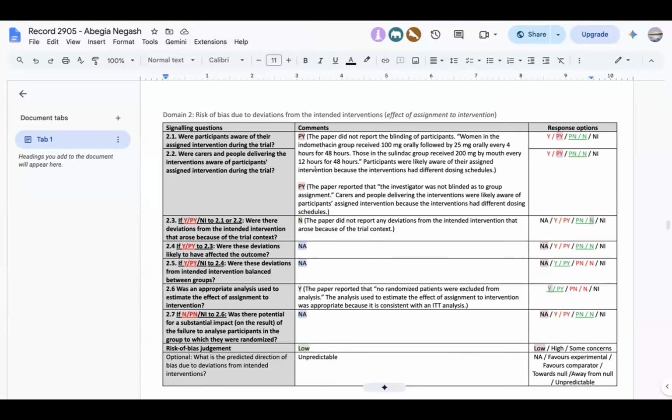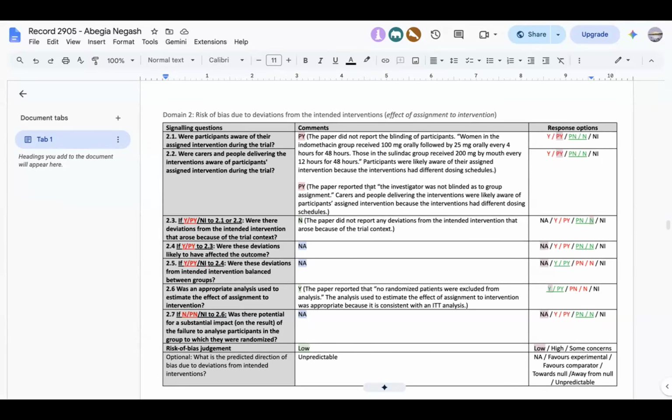Okay, so for 2.1, do we want to go with probably yes or NI? NI. NI. Okay. So for 2.1, we'll say NI. 2.2, were carers and people delivering the intervention aware of participants' assigned intervention during the trial? What did you say for this one? I said probably yes. I also said probably yes. Okay, did anybody have a different answer for 2.2?